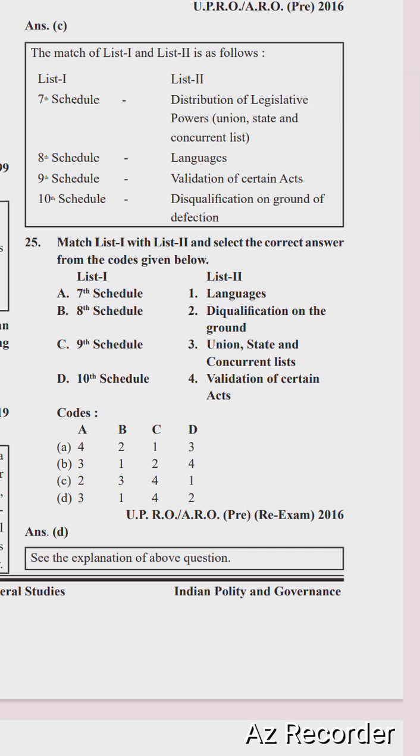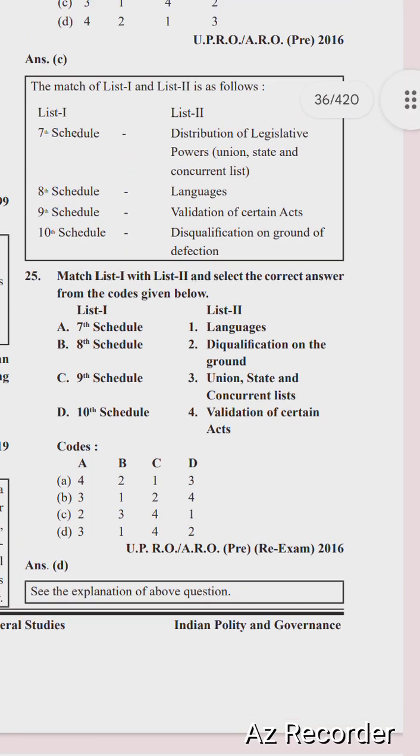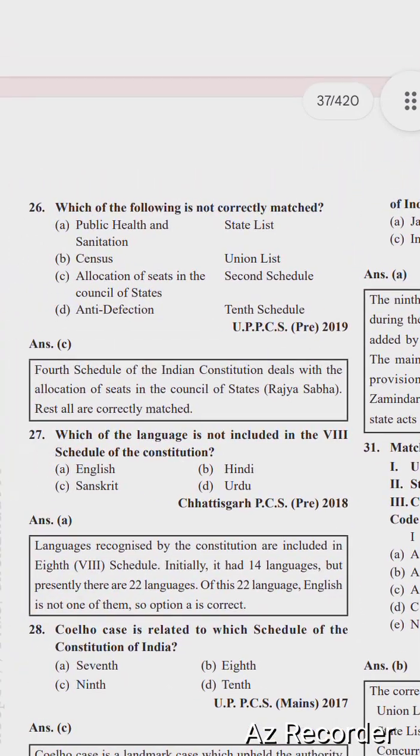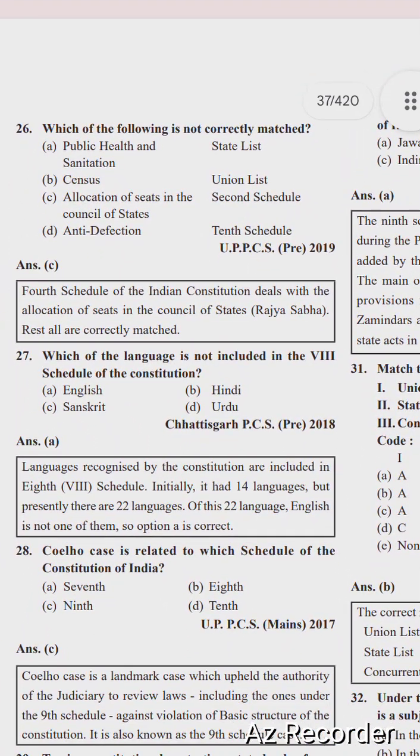So next question is, match list 1 and list 2 and select the correct answer from the codes given below. 7th schedule language, 8th schedule disqualification on the grounds of defection, 9th schedule union, state and concurrent list, and 10th schedule validation of certain acts. Right option is option number D. The 7th schedule is related to union, state and concurrent list, the 8th schedule related to language, the 9th schedule related to validation of certain acts, and the 10th schedule related to disqualification on the grounds of defection.